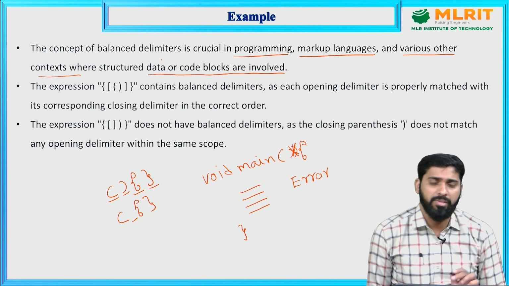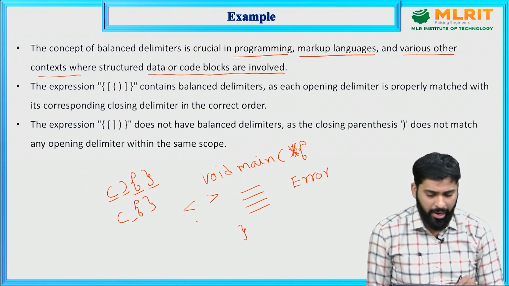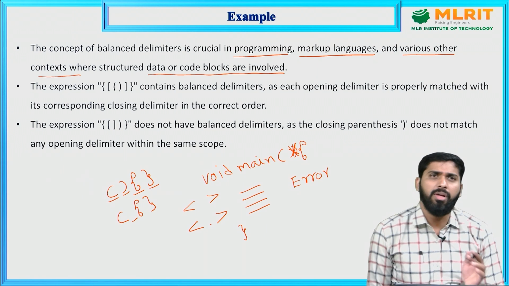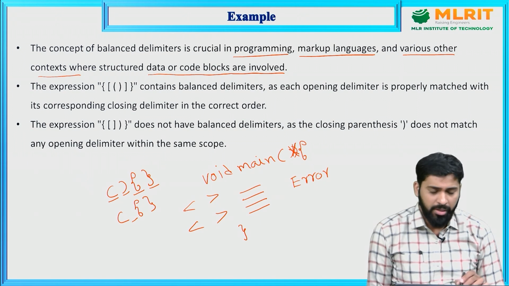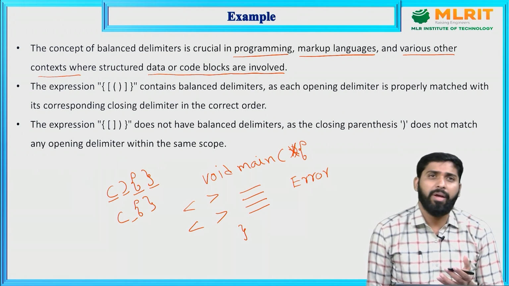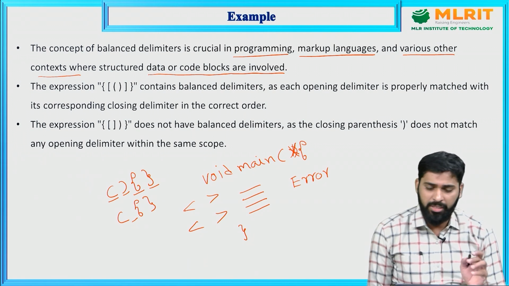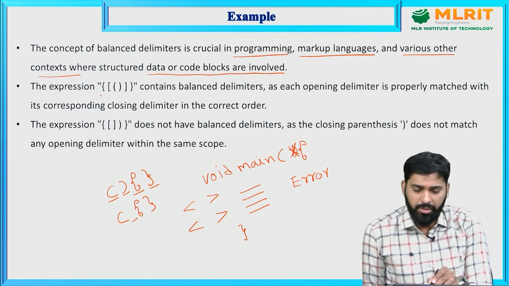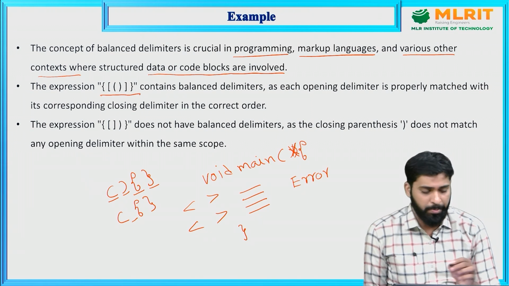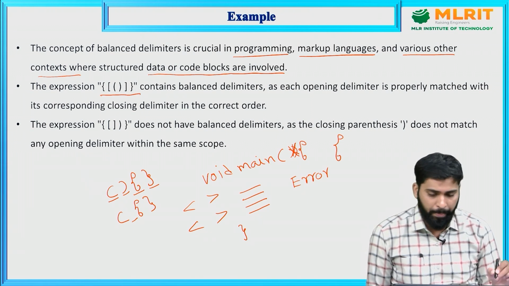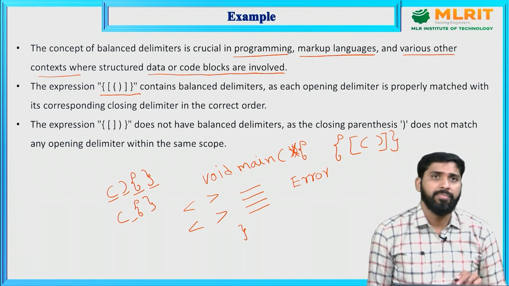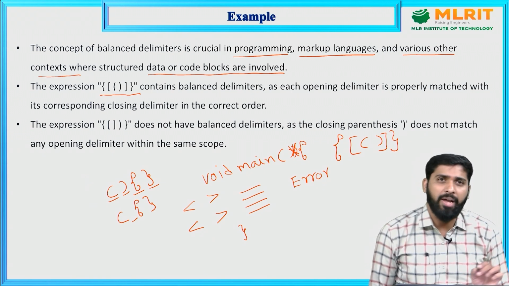Now markup language: in HTML we use tags. If you open a tag we are going to close the tag. Here also we check whether it is balanced or not, whether the open bracket is closed or not. Now let us assume this is the expression: curly bracket open, square bracket open, normal bracket open, normal bracket close, square bracket close, and curly bracket close. Now you check, is it balanced or not?